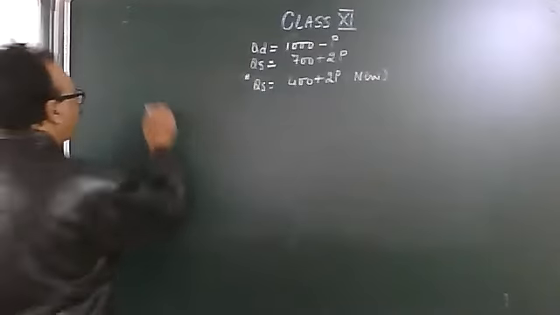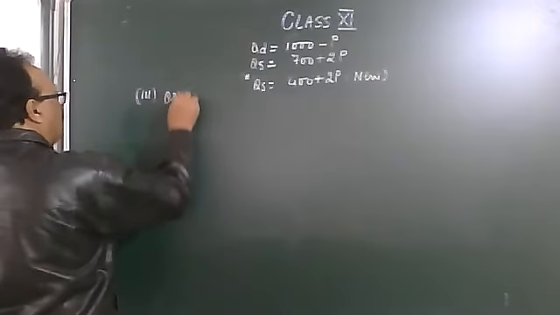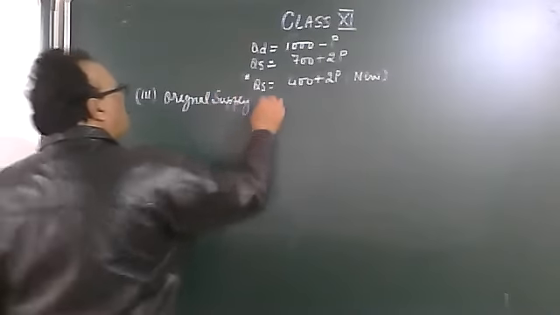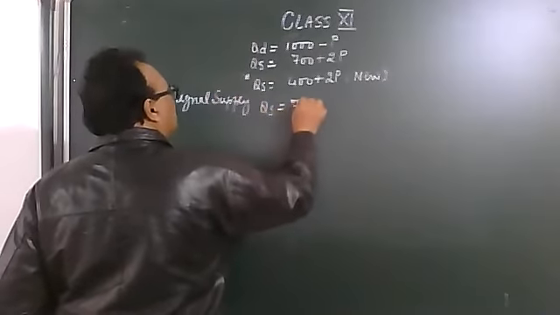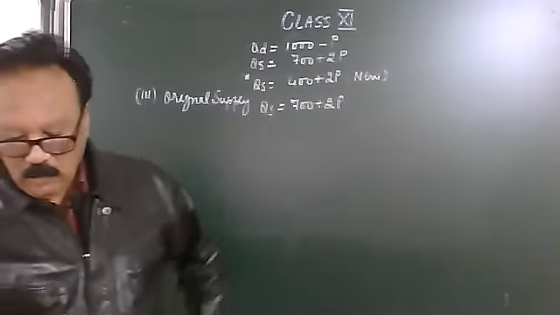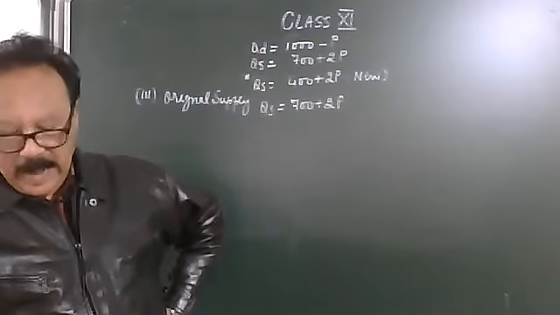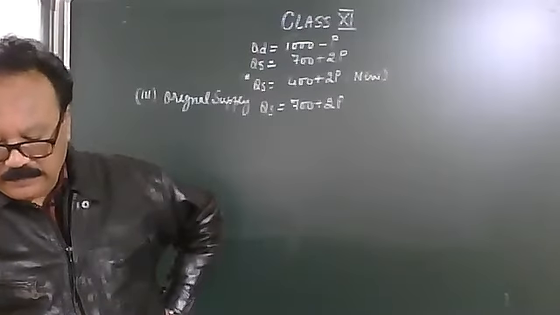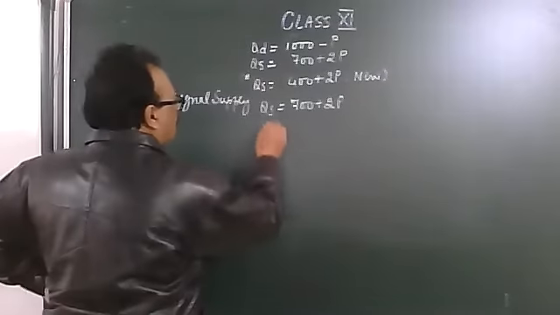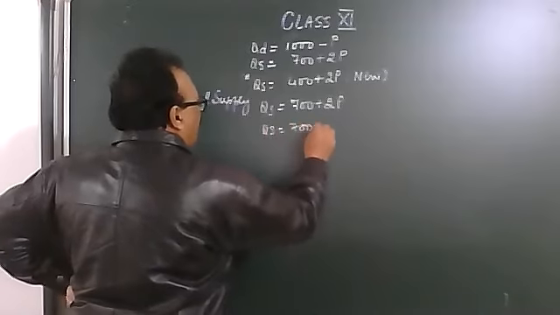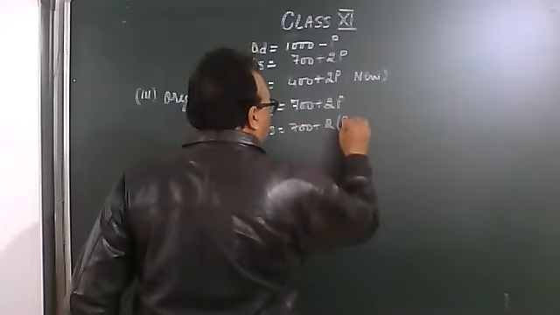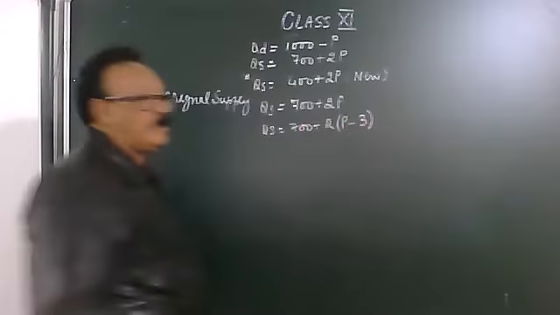Third part. The original supply was QS equal to 700 plus 2P. This was the original supply curve. Now when a tax of rupees 3 per unit of sale is imposed, the new supply curve would be QS equal to 700 plus 2, that is, the price minus the tax.